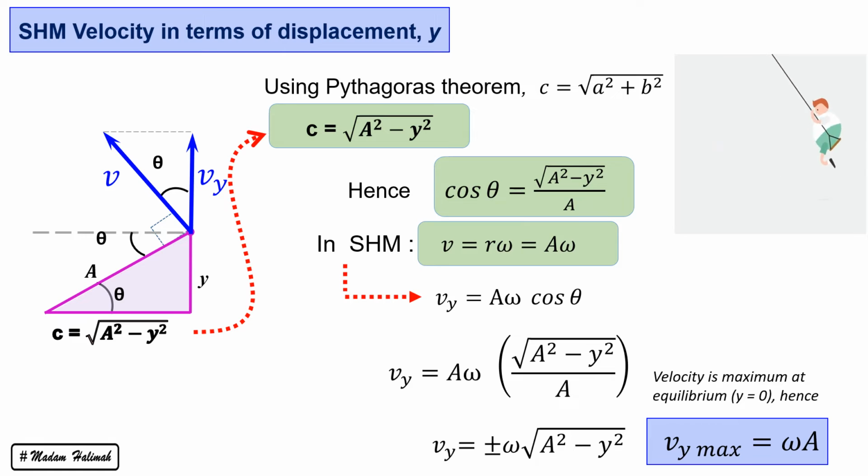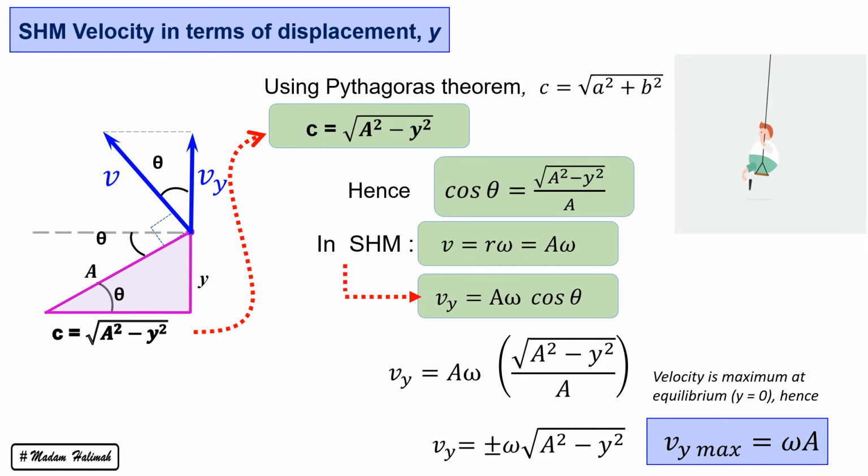So, Vy before, Vy is equal to A omega cos theta. Mana kita dapat ni? Kita dapat ni, cuba tengok. Triangle biru. Theta, Vy and V. So, kita akan dapat cos theta is equal to Vy over V. So, we rearrange, kita akan dapat Vy is equal to A omega cos theta.